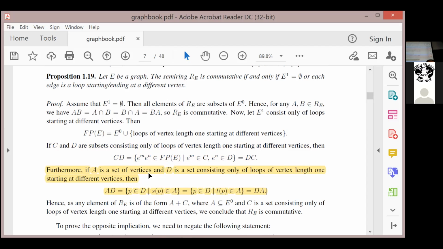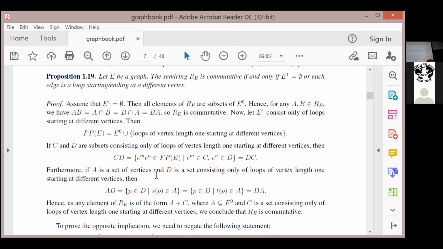I take A to be a set of vertices, so A a subset of E0, and D a set consisting only of loops of length 1 starting at different vertices. Okay, and what is AD? According to this formula that I gave you on the whiteboard, these are all elements in D with the property that they begin in A. But because these elements are loops, it's the same as saying that these are all elements in D that end in A. But that's exactly the result of multiplication of D by A on the right. So AD is equal to DA. Again, we get commutativity.